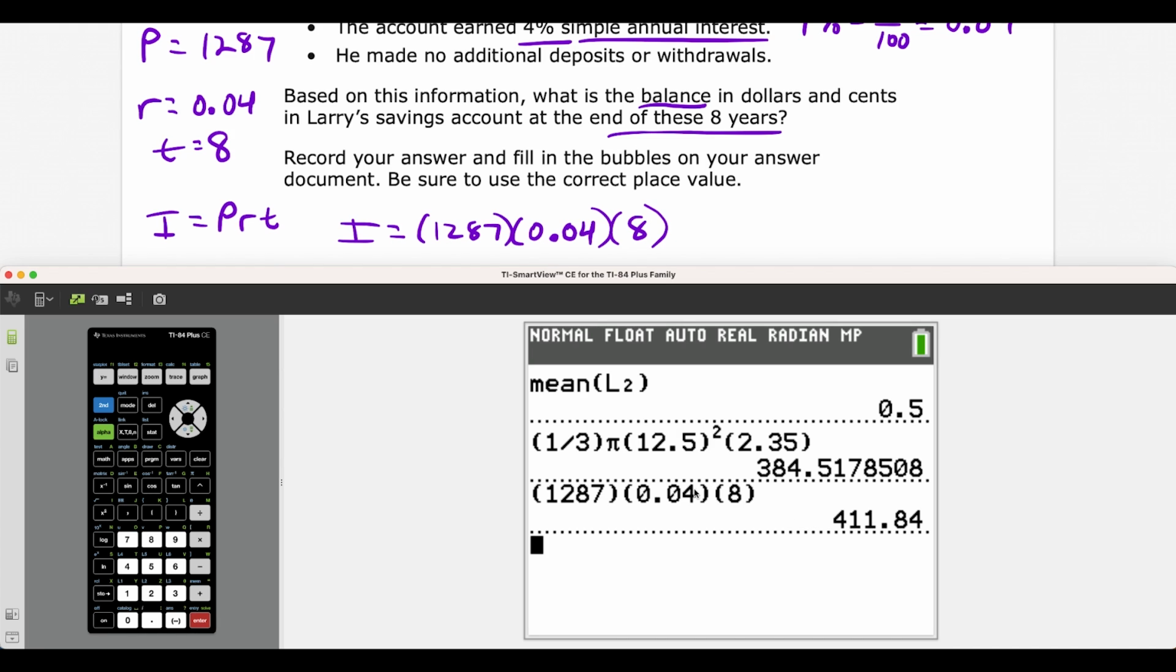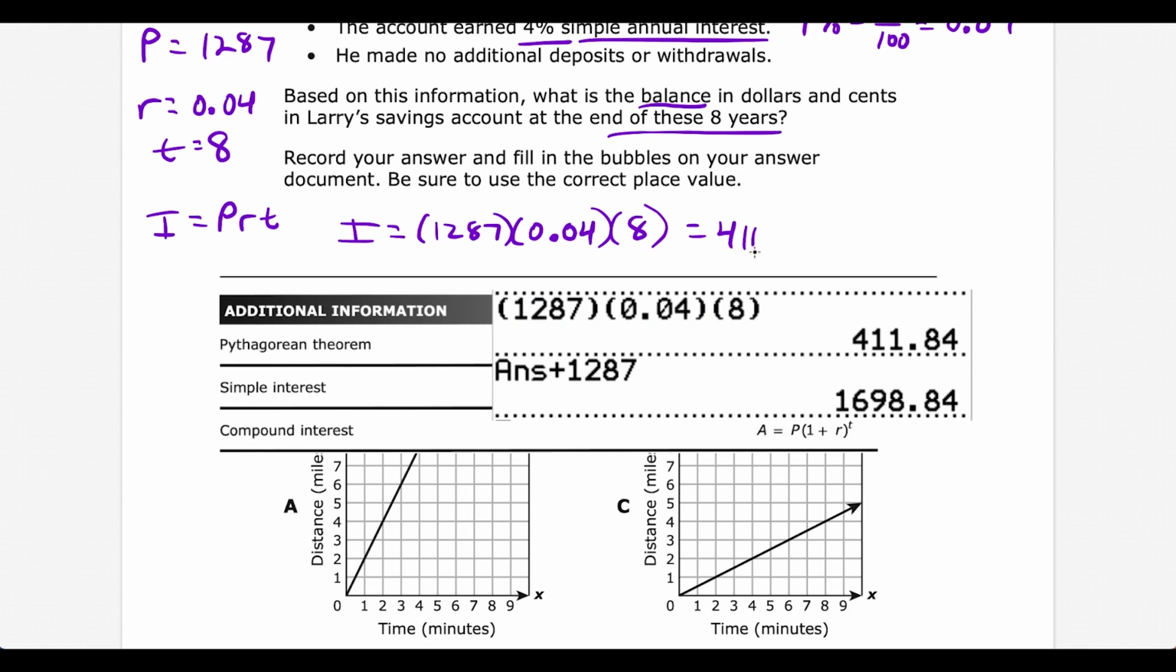But remember, Larry invested $1,287. So then we want to see what is the balance in his account. We have to add that to the initial amount that Larry invested. And this is going to give us our solution. So the interest itself was $411.84.